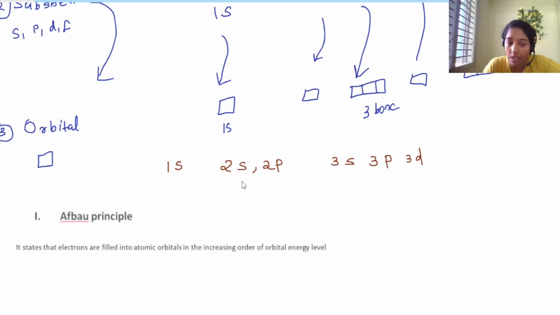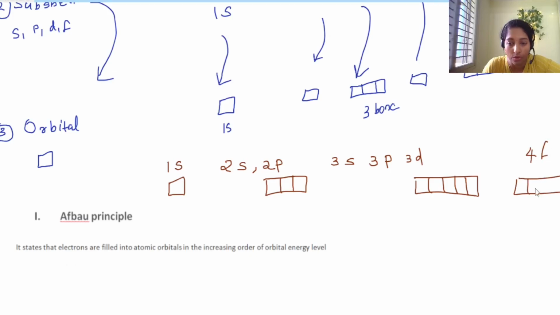And what are the orbitals? 1s contains one box, 2s contains one box, all the s contain one box, and 2p contains three boxes, and all the d contain five boxes. Like orbitals. And all the f contain seven boxes. That's the position where you can find maximum electron density. These are the positions electrons want to fill.